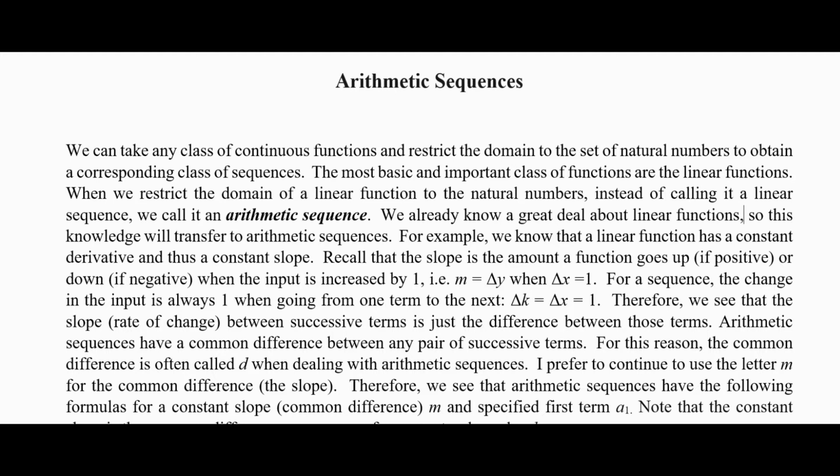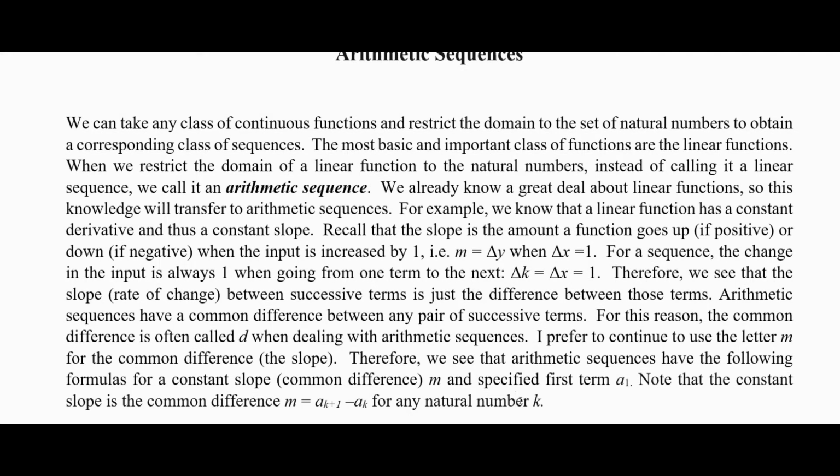Because it's a common difference, it's often called d when dealing with arithmetic sequences. I prefer to continue to use the letter m for the common difference, the slope. Therefore, we see that arithmetic sequences have the following formulas for constant slope, common difference of m, and a specified first term of a sub 1. Note that the common constant slope is the common difference. The slope is a sub k plus 1 minus a sub k for any natural number k.